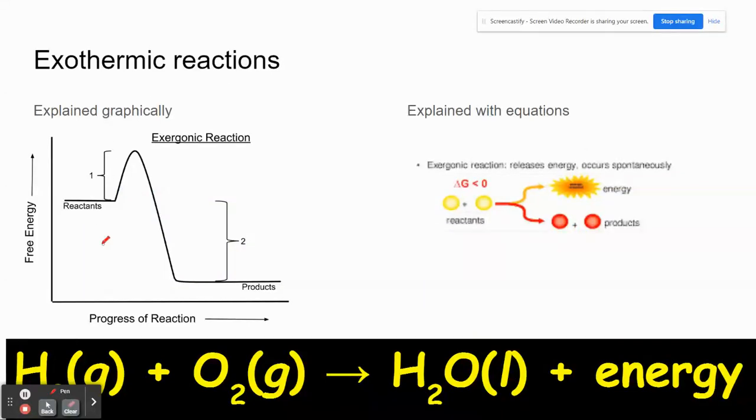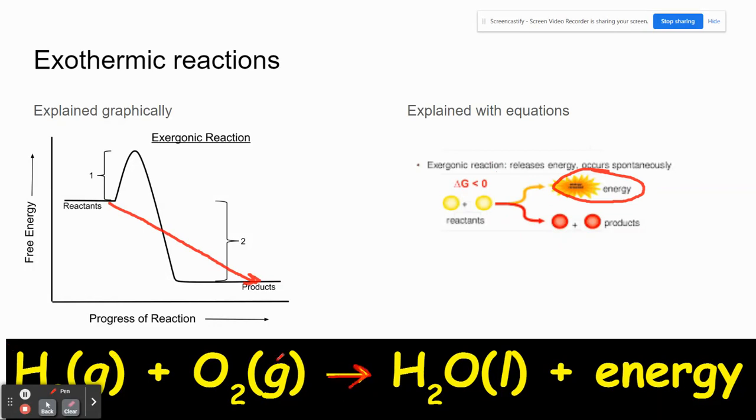And then sometimes you'll look at it graphically. Once again, heat is being released. The product is down. It's a downhill reaction. You have more energy in the reactants than you have in the products. If you look at it in an equation, energy will be produced. Once again, remember, in an equation something new is being produced.